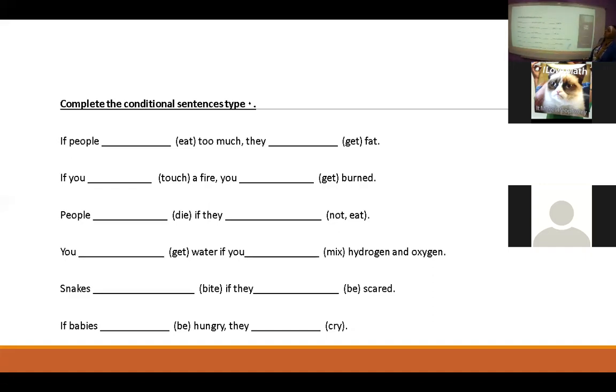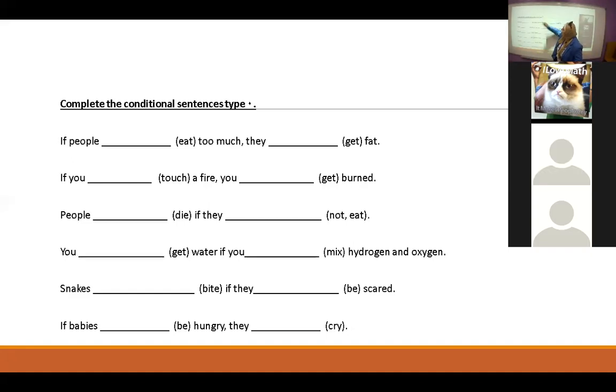Complete the conditional sentences type 0. Sorry, here it's 0 in English, not Arabic. Number 1, the first sentence, if people eat too much, they get fat. It's a fact. You eat too much, you get fat. This is a fact. So I use conditional 0. Who can answer this sentence?